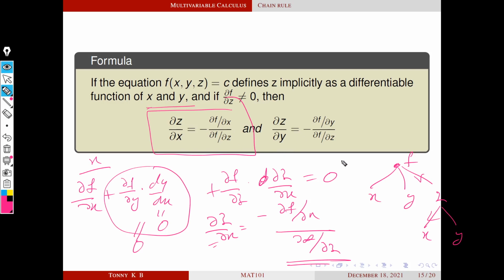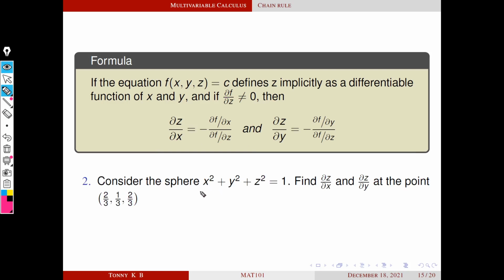Similarly, you can find dou z by dou y. The only difference is that if you differentiate this expression with respect to y, then this leg is 0. The derivative along this direction is 0, so we have only two terms. Then equate to 0 and solve it. These are the two formulas for evaluating dou z by dou x and dou z by dou y if z is defined implicitly in terms of x and y. Okay, let's see an example.